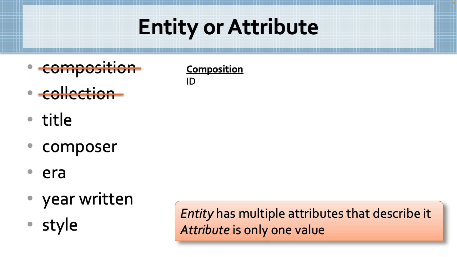Which entity does it describe? A composition, of course. So we add title as an attribute to the composition entity and mark it as managed on the list. Next up, composer.